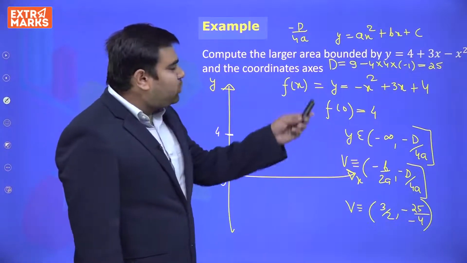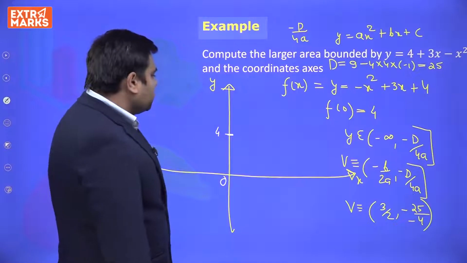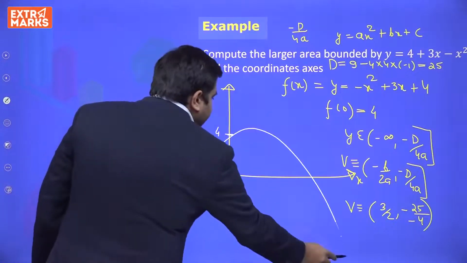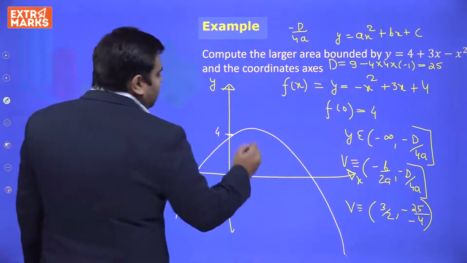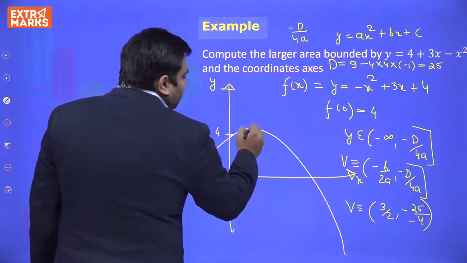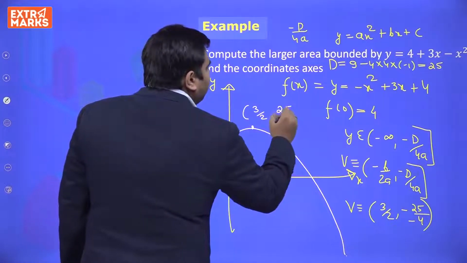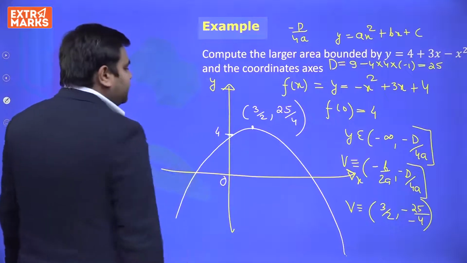And also this is a downward opening parabola. So this would be a rough curve, right? This would be a rough curve where this point would be 3 by 2 comma 25 by 4.